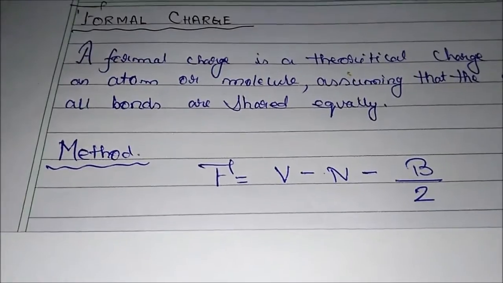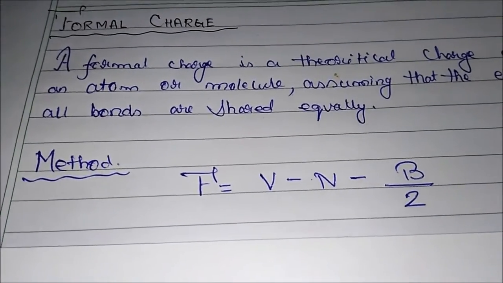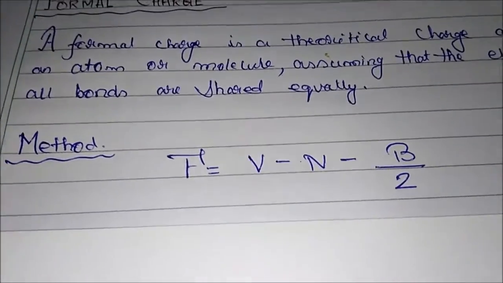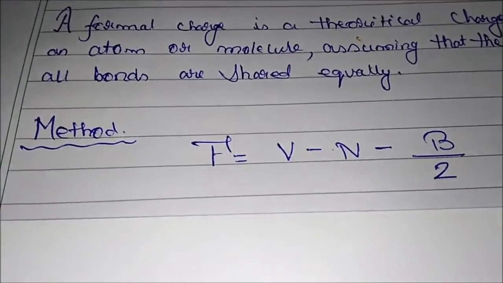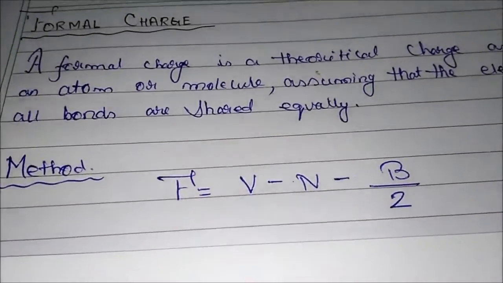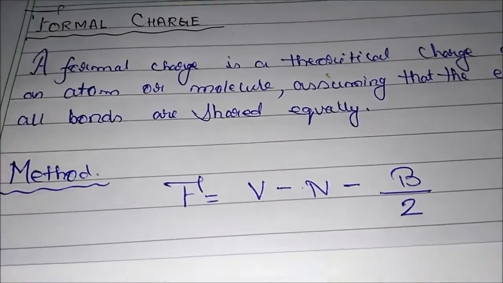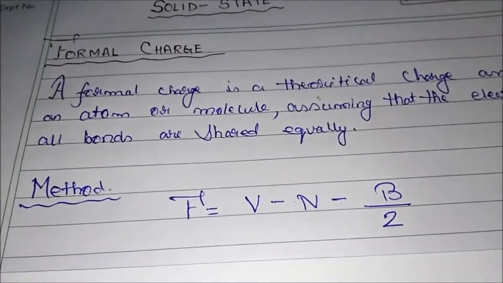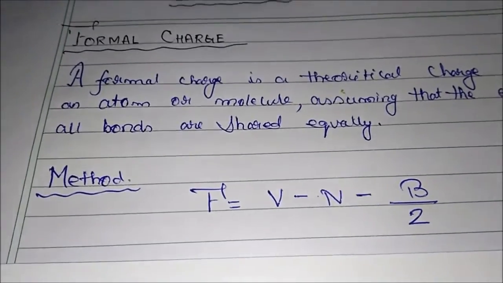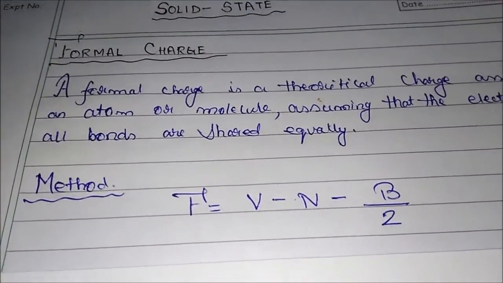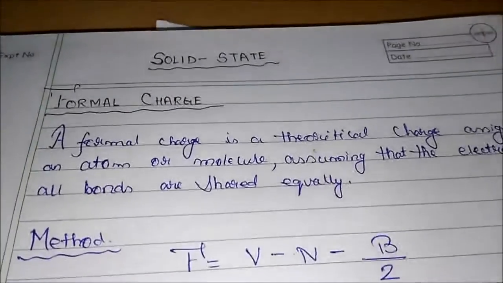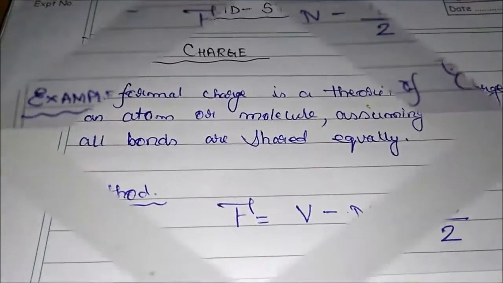Here is the formula: F equals V minus N minus B by 2. What are those things? F is the formal charge, V is the total number of valence shell electrons, N is the total number of non-bonding electrons, and B is the total number of shared electrons. That's it. You can pause the video right here. I am posting an example section next, but before going to it, pause the video and see if you haven't understood anything. Just go back, review the video, and then we'll continue.